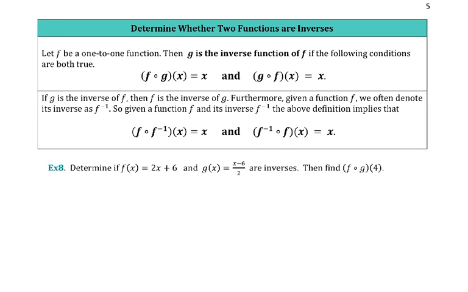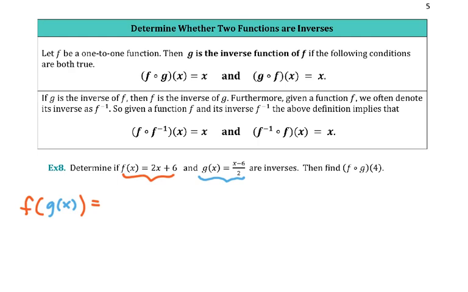So in this situation, we have two functions: 2x plus 6 for f of x, and x minus 6 all divided by 2 for g of x. If we wanted to determine if these were inverses, I would need to perform the composition in each direction. The first thing we'll do is f of g of x, which means I'm putting g into f for that x value.